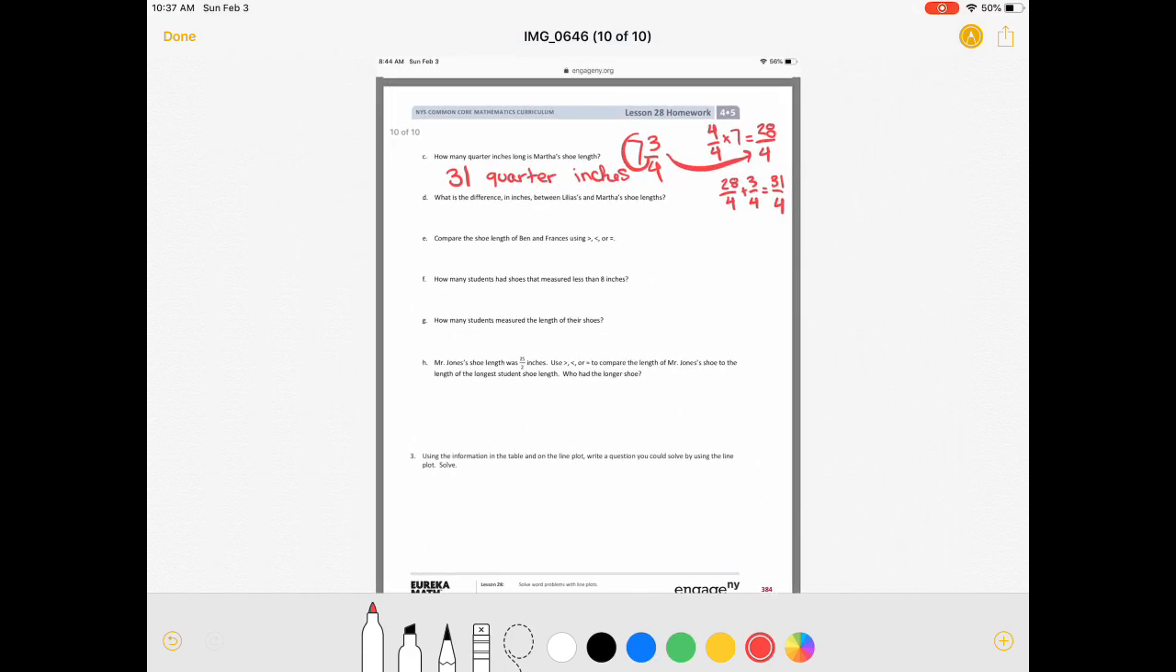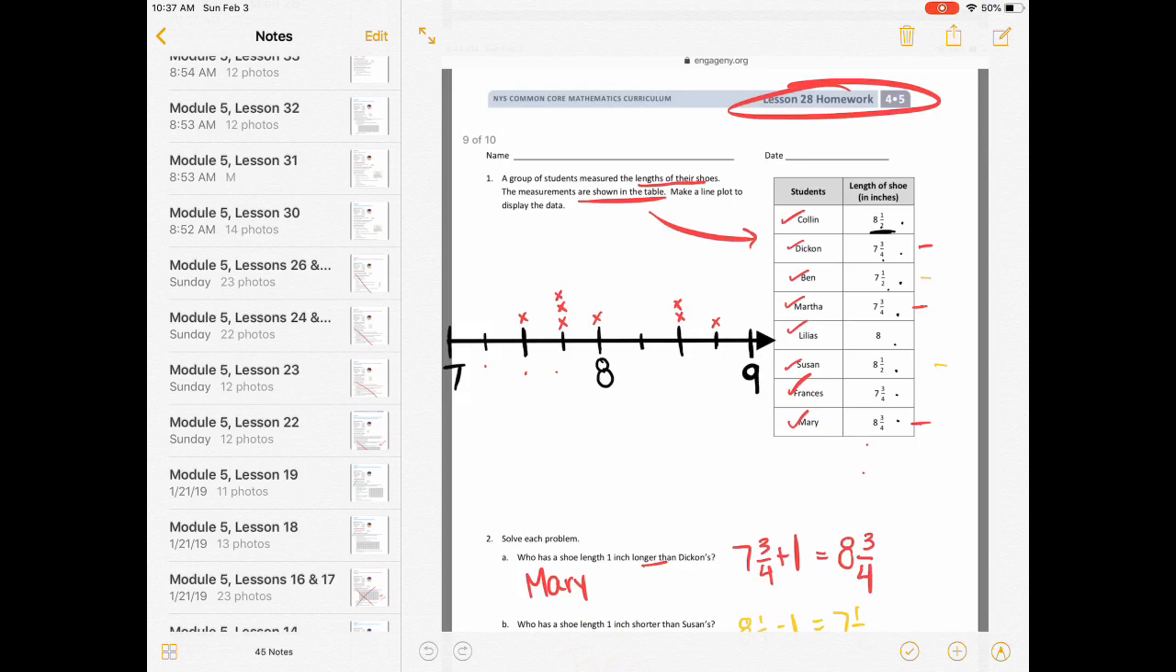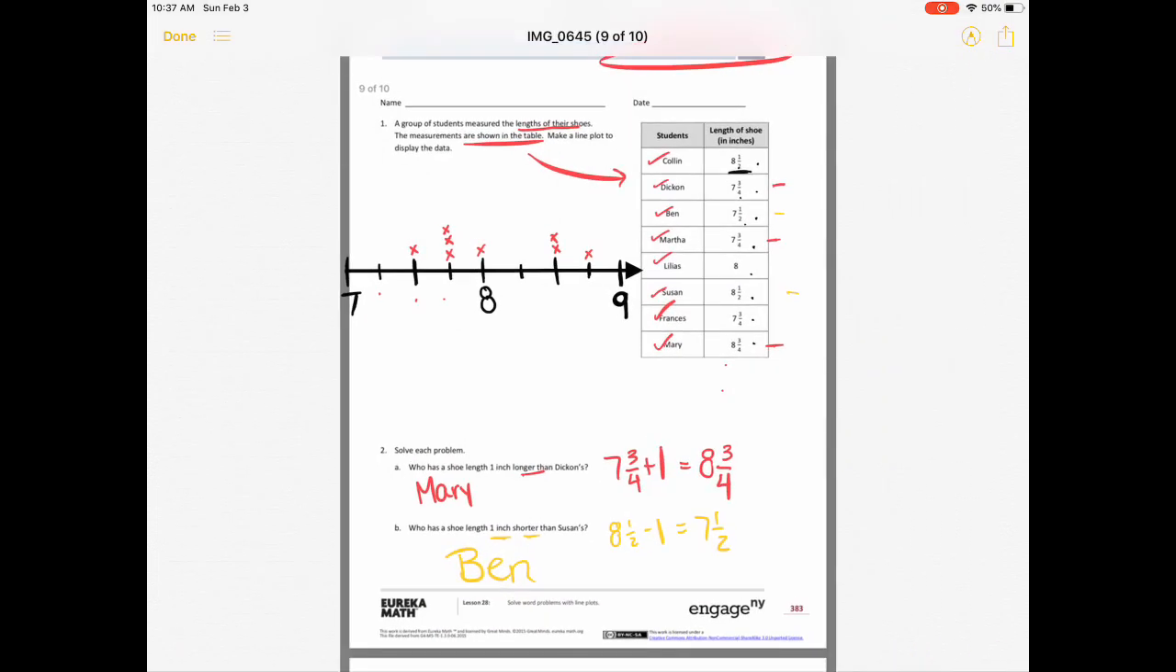Alright, part D says, what is the difference in inches between Lila's and Martha's shoe lengths? Well, let's go back and look at Lila's shoe length. Lila's shoe length is 8 inches exactly. And Martha's is 7 3/4.